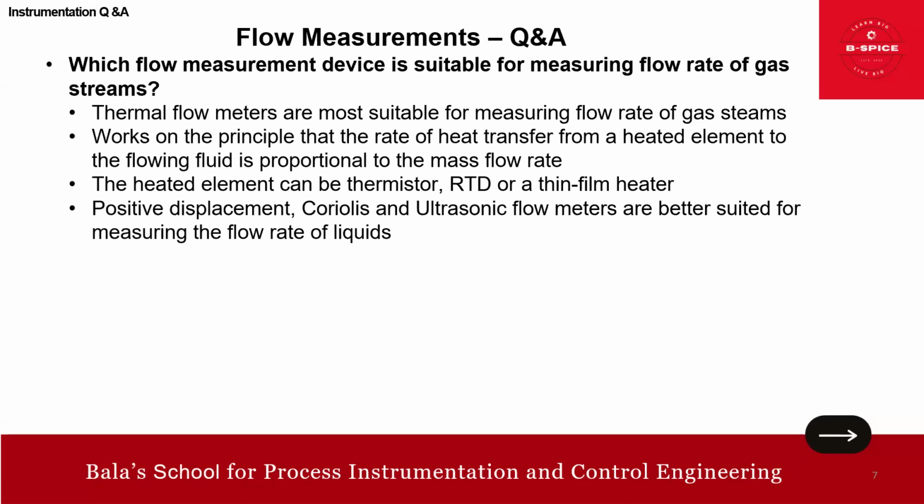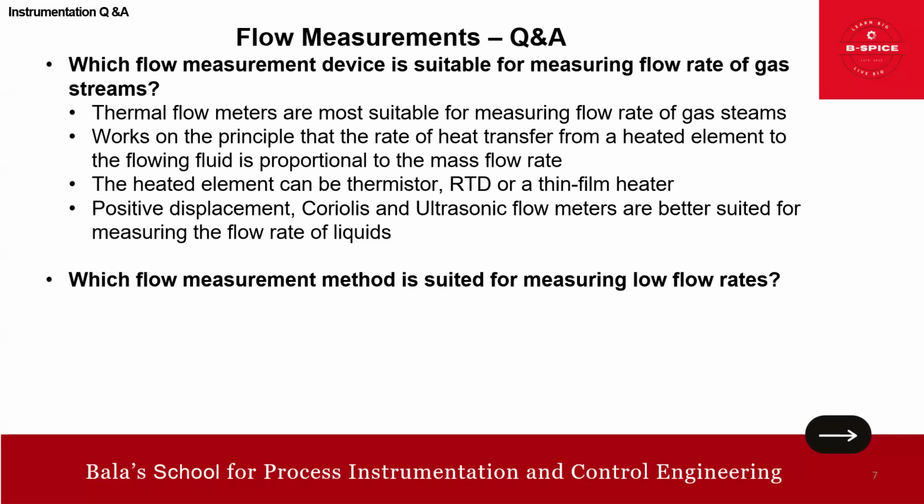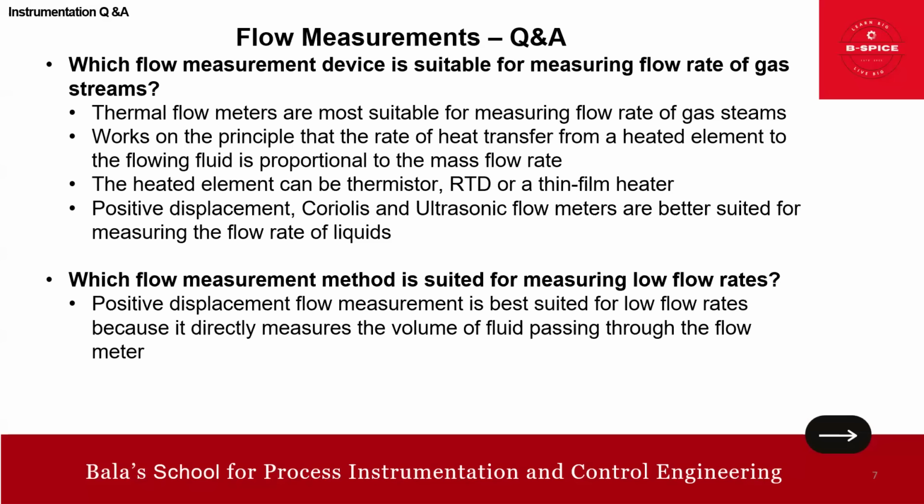Now we have talked about the gas stream. So what about liquids? Yes. Positive displacement, Coriolis and ultrasonic are better suited for measuring flow rate of liquids. Okay. Good to go. Which flow measurement method is suited for measuring low flow rates? Another very important question. Yes. Positive displacement flow measurement is best suited for low flow rates because it directly measures the volume of fluid passing through the flow. That's very, very important.